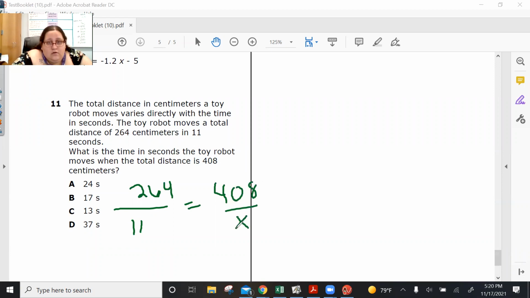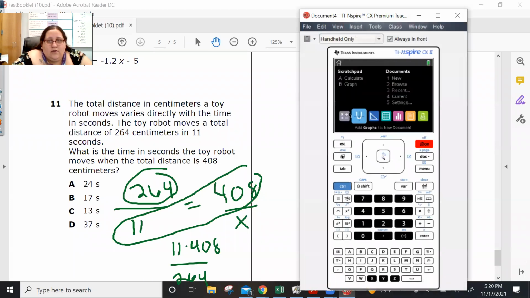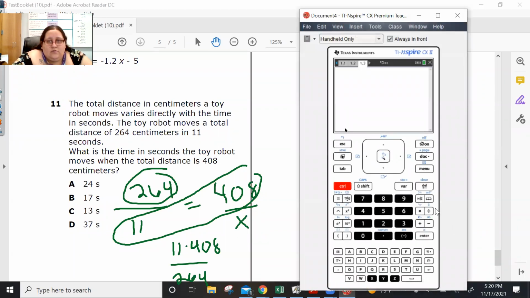over X? So you do bat and ball, multiply, divide. So we have 11 times 408 over 264. So I go and I get my calculator. This time, calculator screen, Control divide. 11 times 408 and then 264. And I get 17.